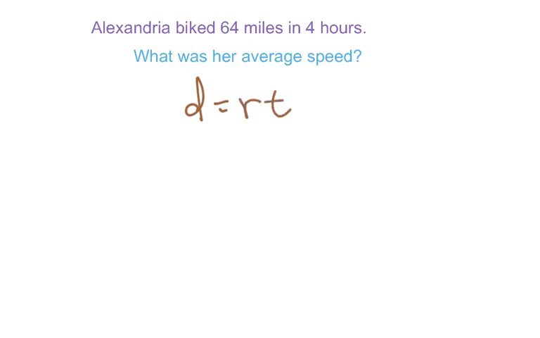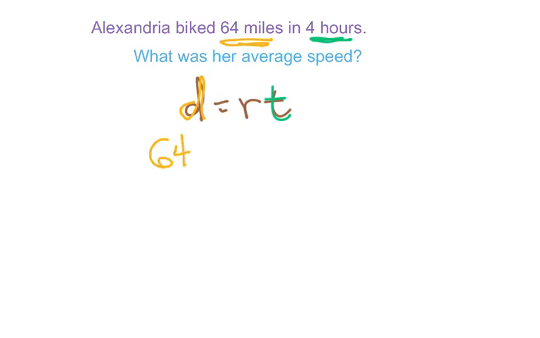So D equals RT. And then think about it, so 64 miles is what? Well, if I said I traveled 64 miles, what is that? Clearly a distance, right? And then this 4 hours, well, that's a duration of time. So the 4 hours is my t. And then I'm going to plug in to find out her average speed or her rate.